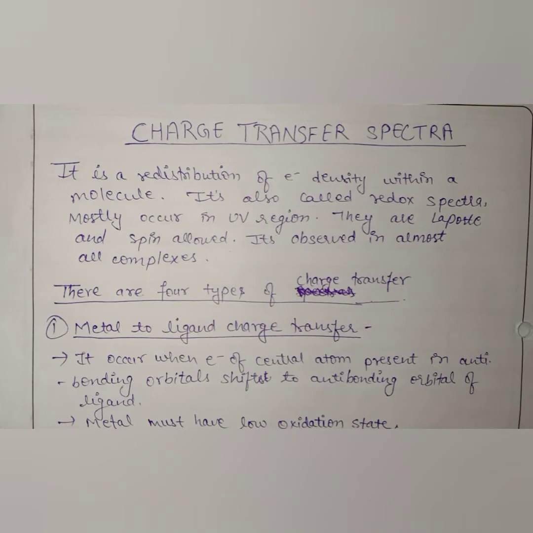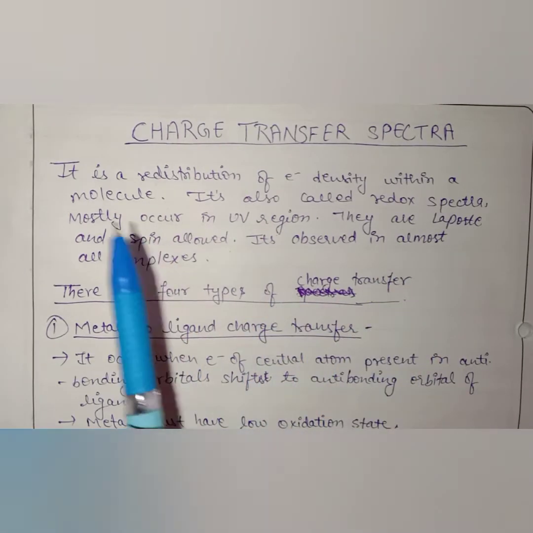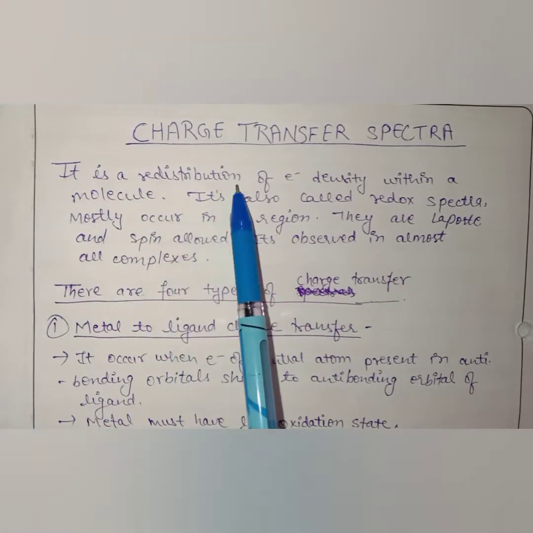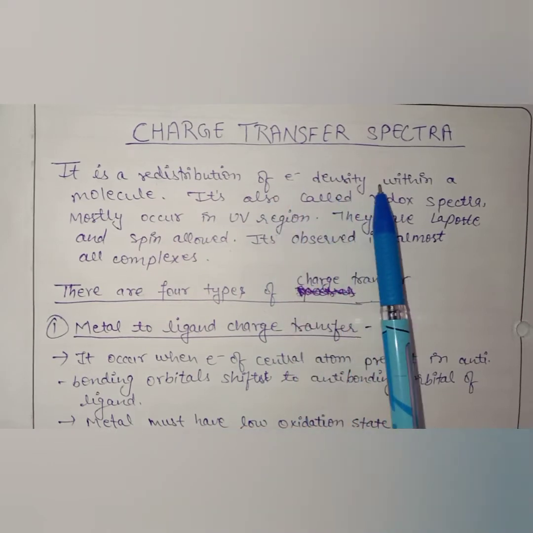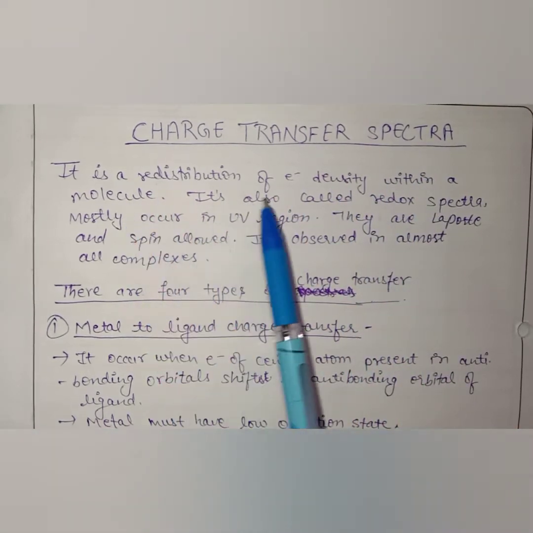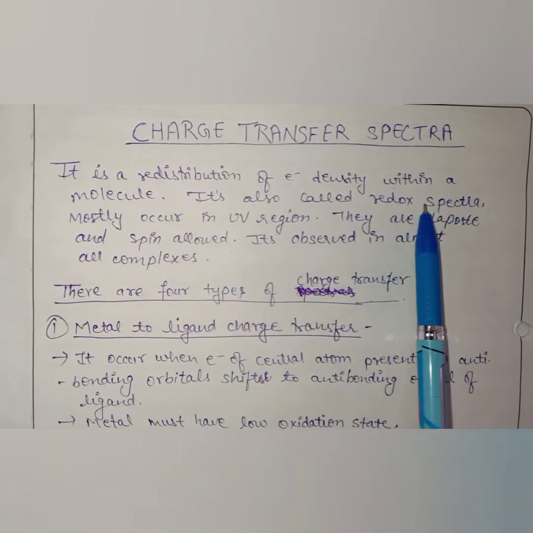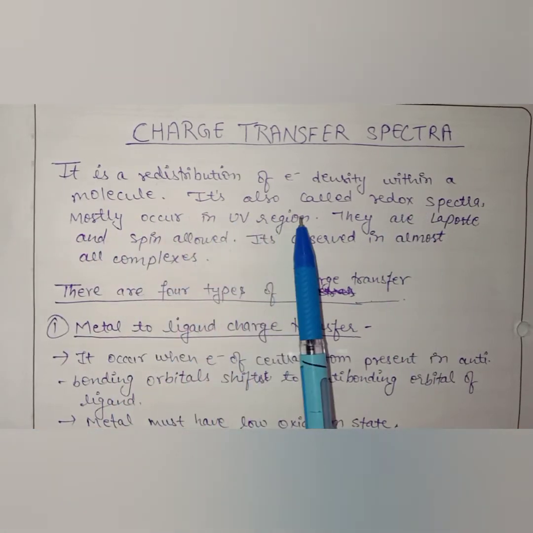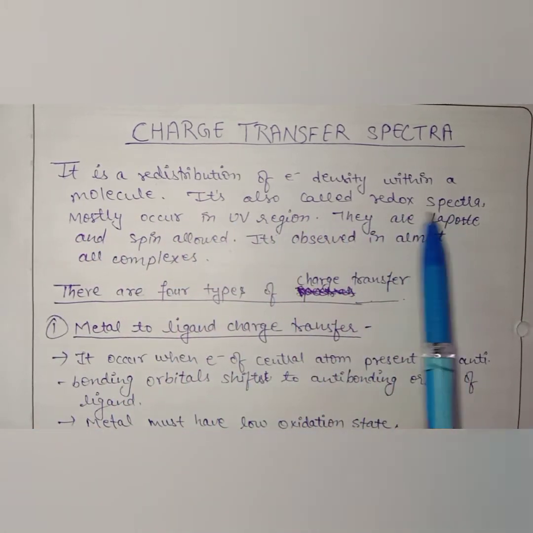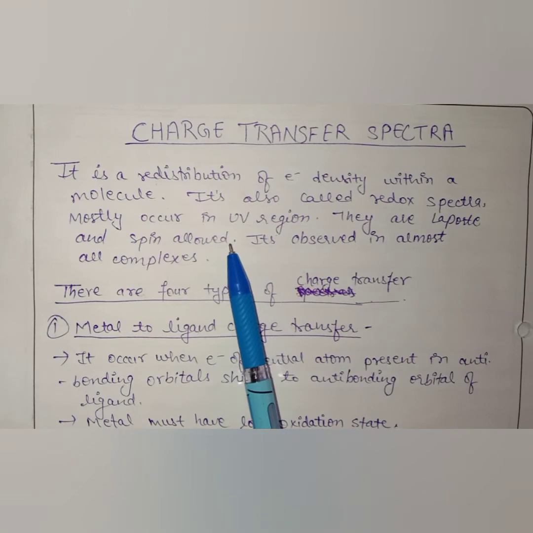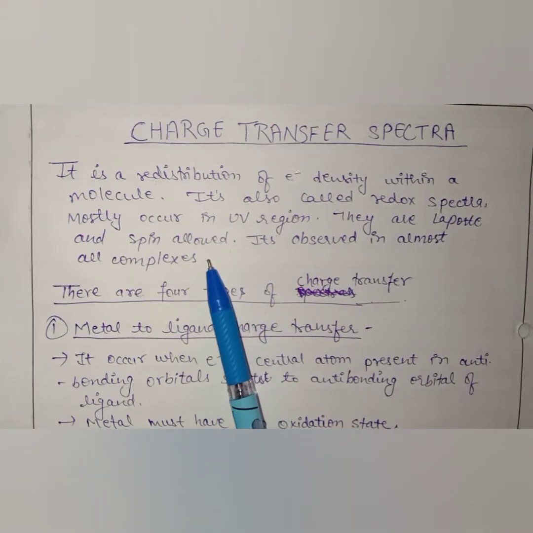Our today's topic is charge transfer spectra. Charge transfer spectra is a redistribution of electron density within a molecule. It is also called redox spectra. It mostly occurs in the UV region. They are Laporte and spin allowed. It is observed in almost all complexes.